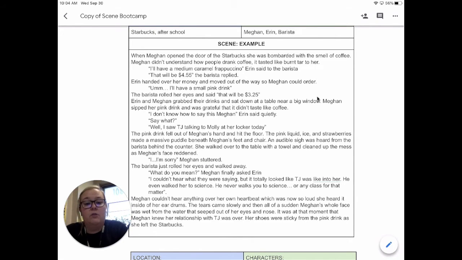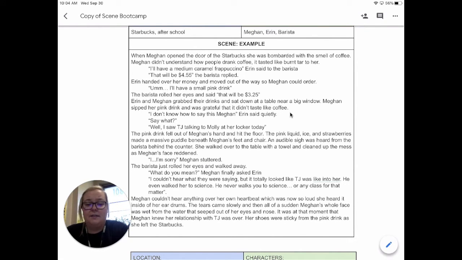All right, so I'm going to read through my scene with you. When Megan opened the door of the Starbucks, she was bombarded with the smell of coffee. Megan didn't understand how people drank coffee. It tasted like burnt tar to her. "I'll have a medium caramel frappuccino," Erin said to the barista. "That'll be $4.55," the barista replied. Erin handed over the money and moved out of the way so Megan could order. "I'll have a small pink drink." The barista rolled her eyes and said, "That'll be $3.25." Erin and Megan grabbed their drinks and sat down at a table near a big window. Megan sipped her pink drink and was grateful that it didn't taste like coffee.